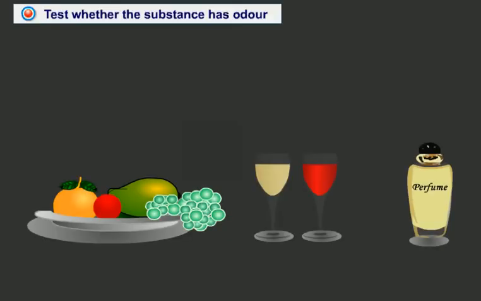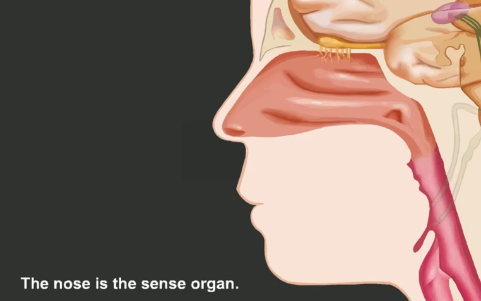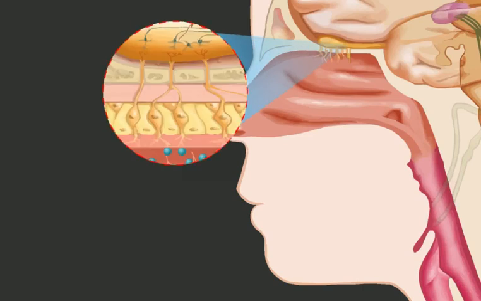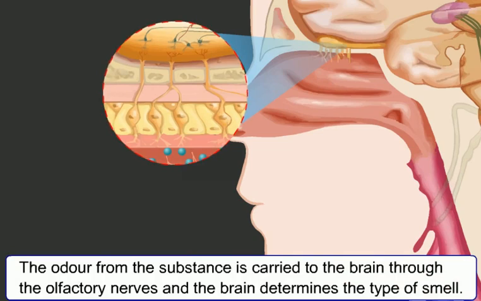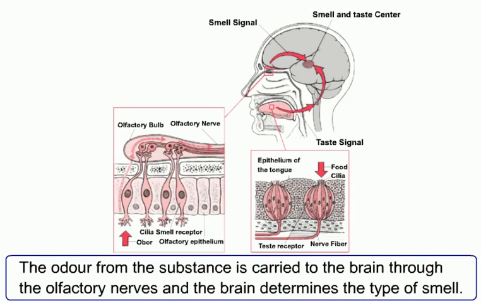Students, let us look at this activity to test whether the substance has odor. A substance may have odor. The nose is the sense organ. There are numerous olfactory nerve cells in the nose. The odor from the substance is carried to the brain through the olfactory nerves, and the brain determines the type of smell.